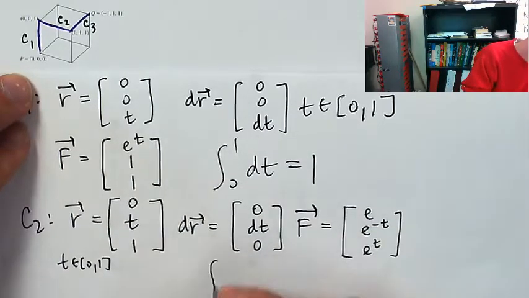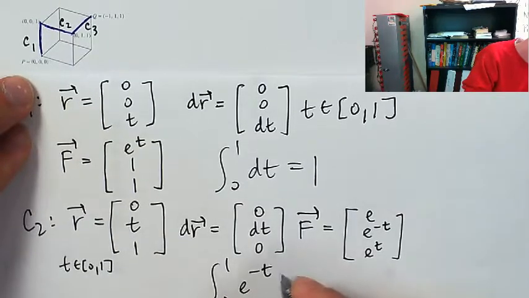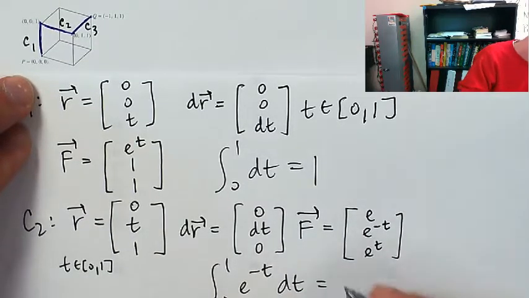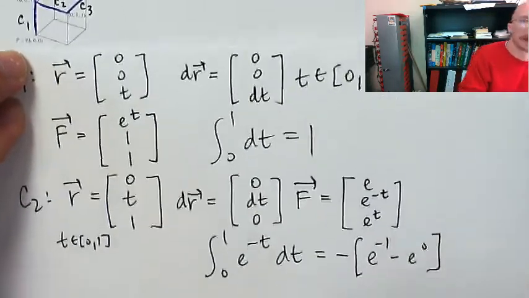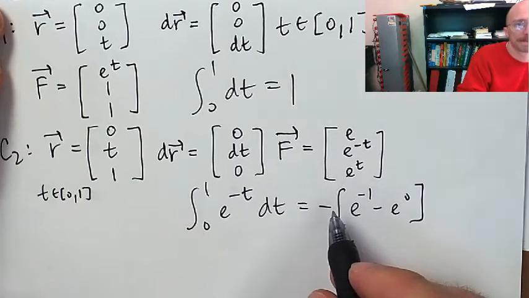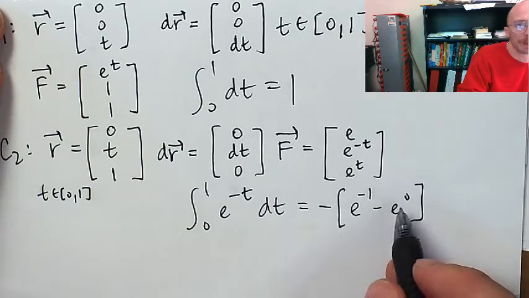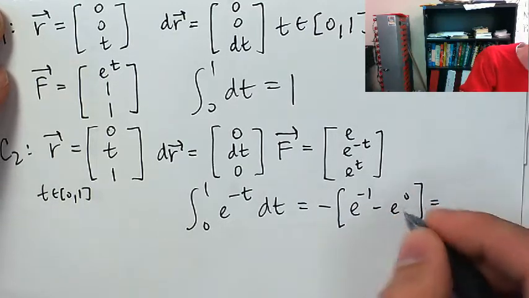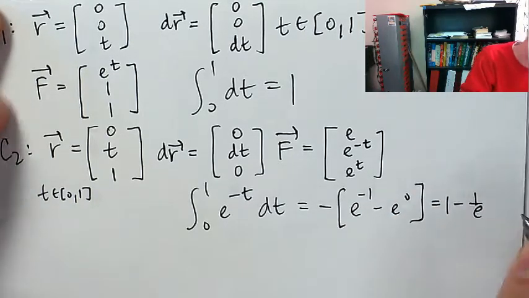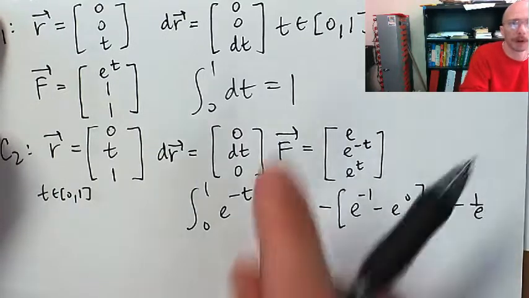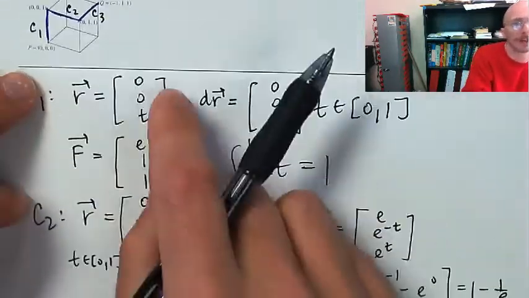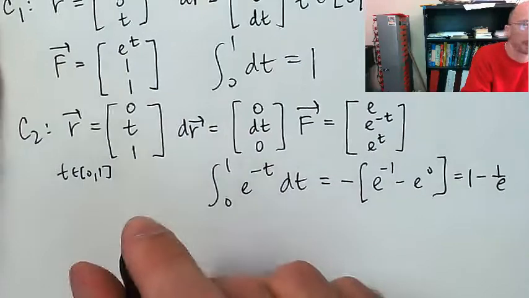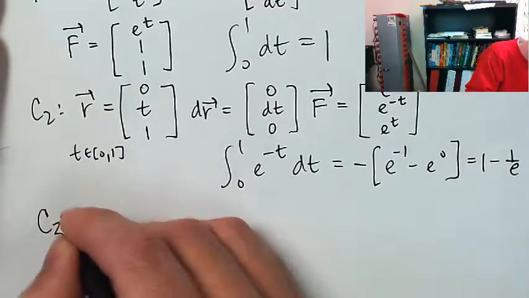So then this will be the integral from 0 to 1 of e to the negative t dt equals negative e to the negative t. So this is going to be 1 minus 1 over e, right? Because when I distribute in the negative, this 1 becomes positive. Okay, that's the second part. Then I'm going to add to the first part and then add to the third part to get my total path integral.